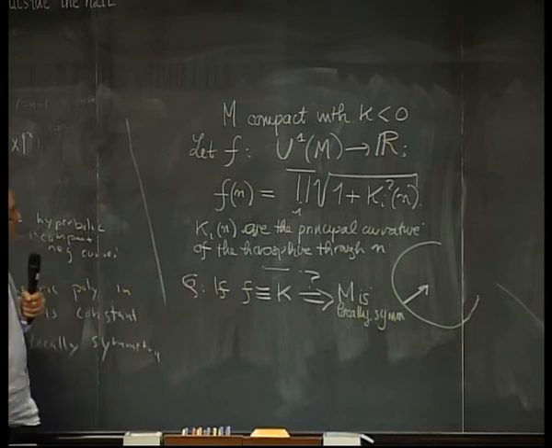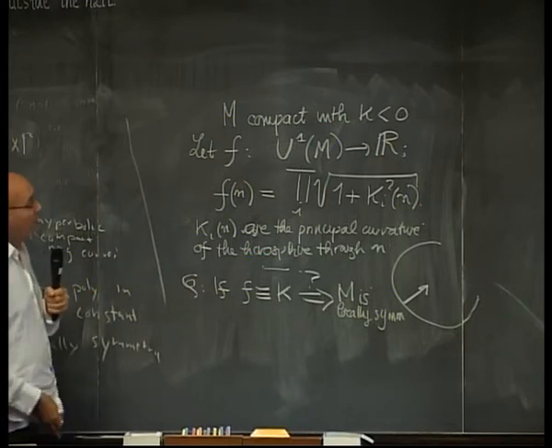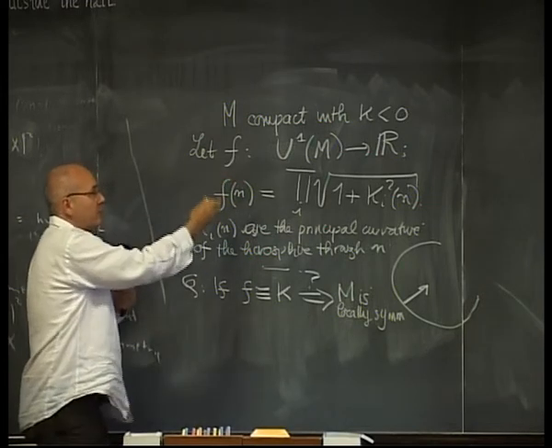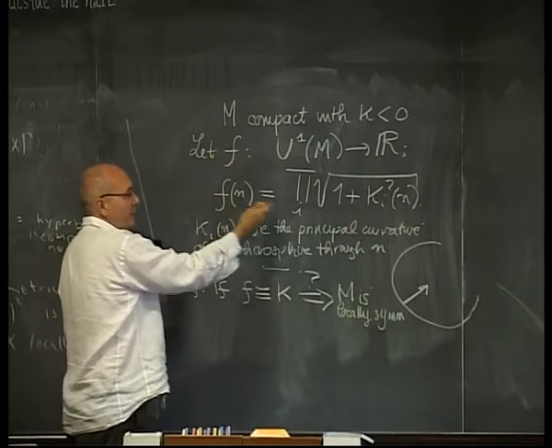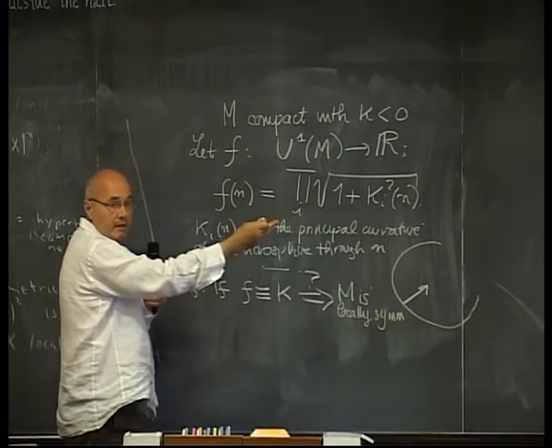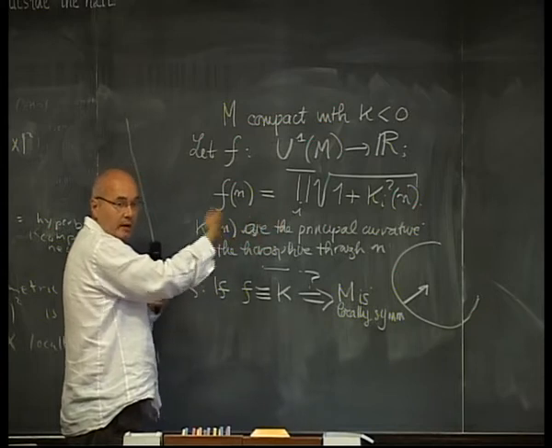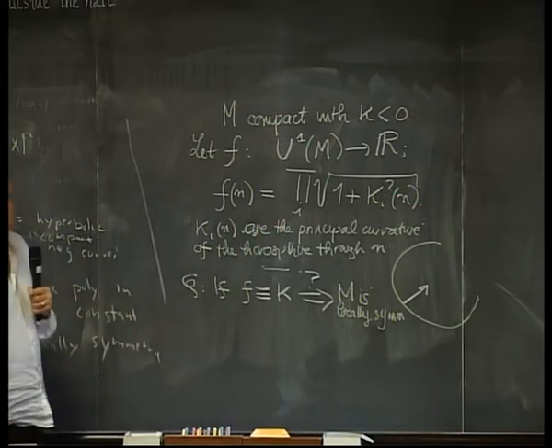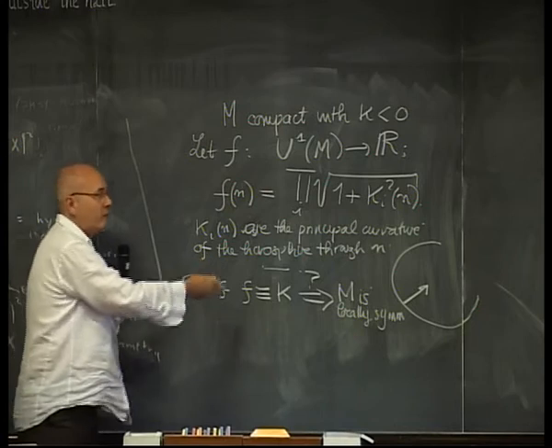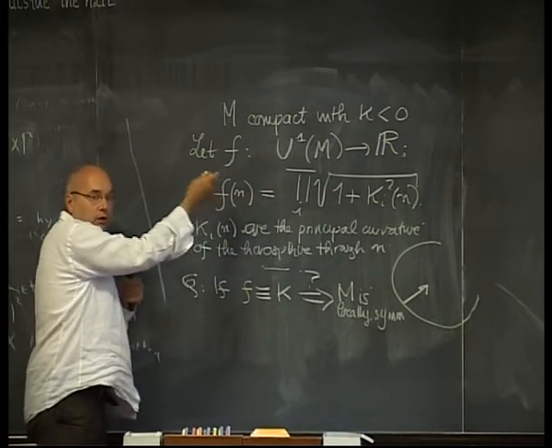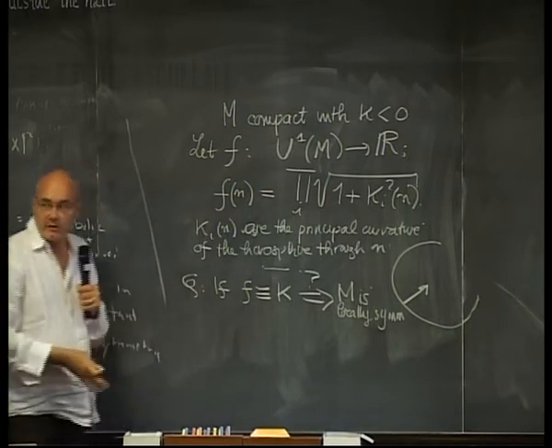And the reason is that it's the analogue of the Lichnerowicz conjecture. The Lichnerowicz conjecture says that whenever you take the sum of the k_i, the fact that the function is constant implies that the manifold is locally symmetric. So he is now interested in this function of the principal curvatures. Does this make sense?